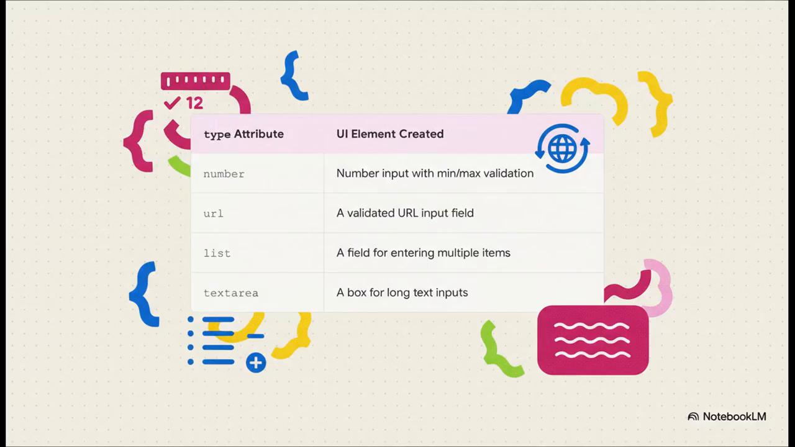And the list just goes on and on. The field element can also become a validated number input, a special field for URLs, a box for entering a list of items. The possibilities are huge. This one simple tag gives our blueprint some incredible versatility.